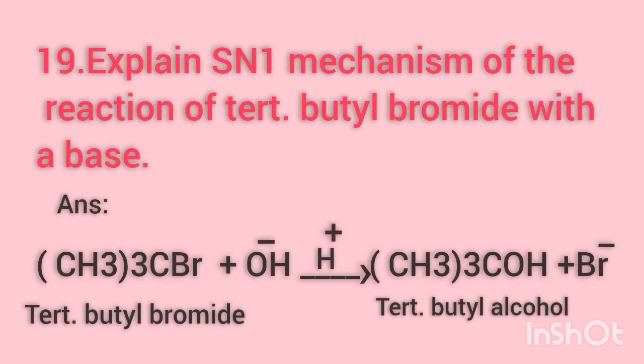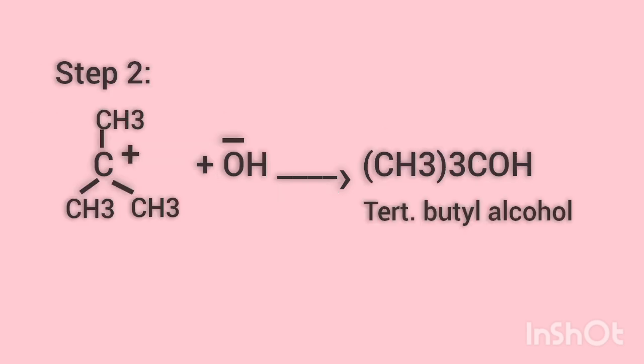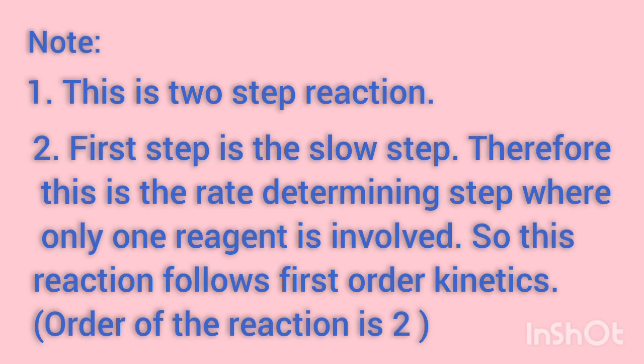19th question. Explain SN1 mechanism of the reaction of tertiary butyl bromide. Look at the mechanism. This is a two-step reaction. The first step is the slow step. Therefore, this is the rate determining step where only one reagent is involved. So, this reaction follows first order kinetics.